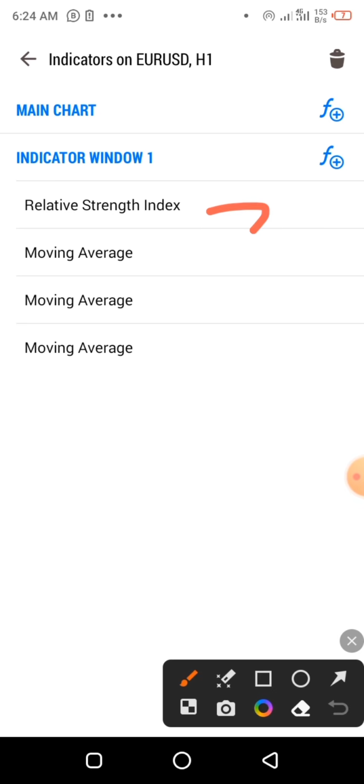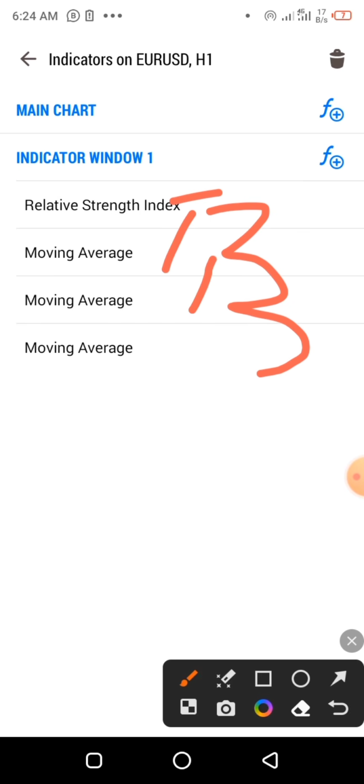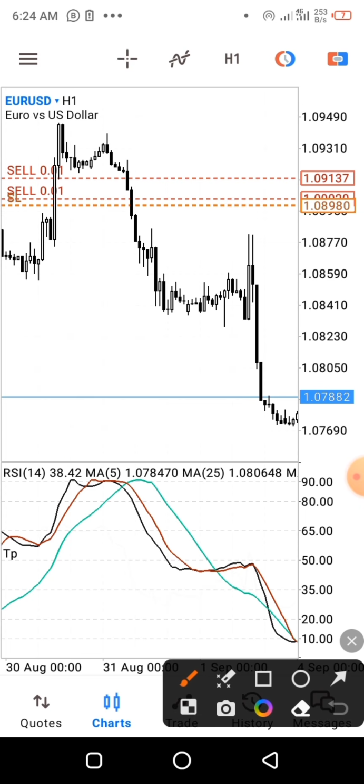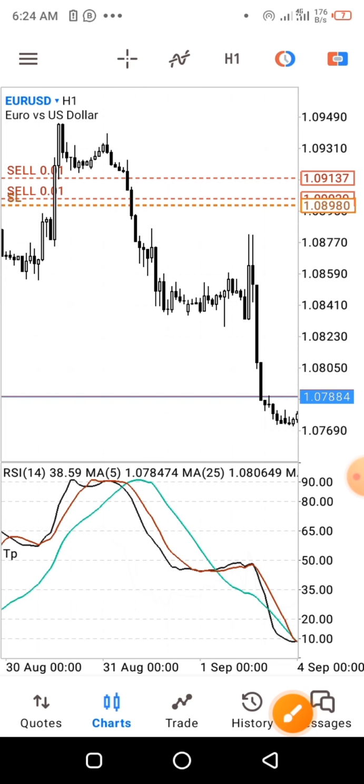So once you do that, you are going to be having these 4 indicators: the relative strength index, first moving average, second moving average, and third moving average. These are the parameters that we are going to be using right here to look for very good trading opportunities.